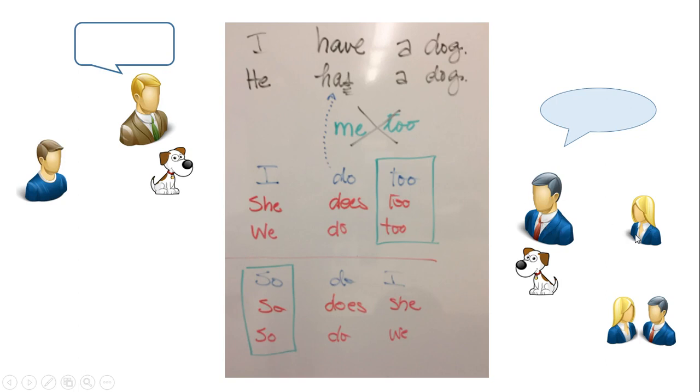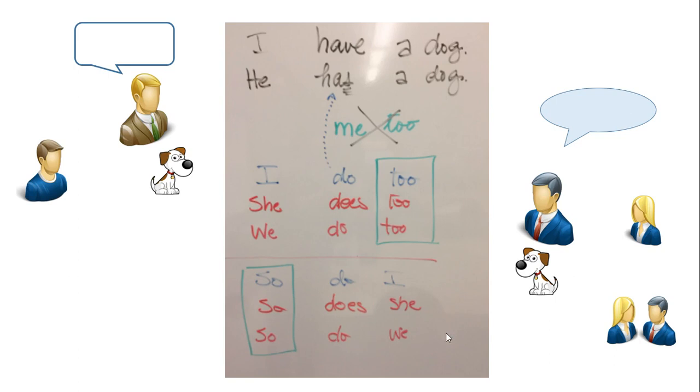If this boy was talking about her, the girl here, he could say, "So does she." Does is the auxiliary of the present simple corresponding to the subject she. You start with so. You keep the auxiliary of the present simple because the verb is in the present simple. And then you use the right subject. If he was talking about himself and her, the two of them together, he could say, "So do we." Do is the auxiliary of the simple present corresponding to the subject we.